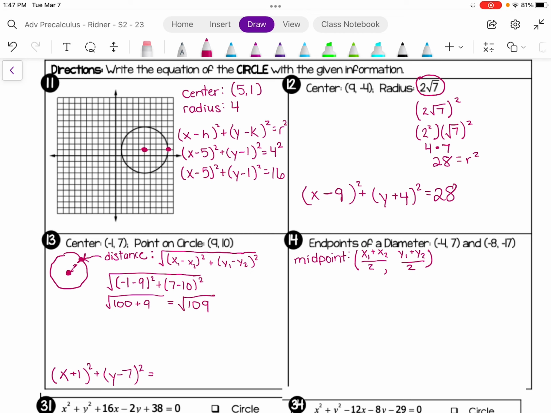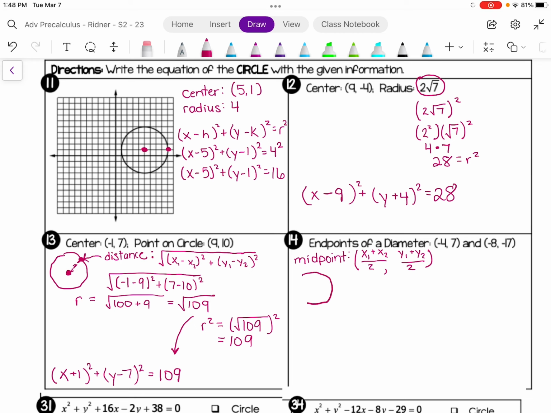And you're like, but Miss Ridner, what do I do with that? Doesn't matter. We don't need the decimal. Because remember, when we're doing the equation, this is r squared. So if I square a square root, I am just left with that number. So if this is r, then r squared would be this, which is just 109. Easy enough.